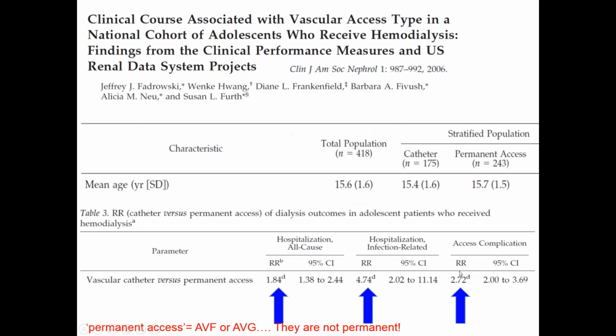Okay, so then we come to the clinical course associated with the vascular access type and the risks associated with this. This is a US-based study, and here they've compared hospitalization from all-cause, infection-related, or access complications. They've compared vascular catheters, central venous lines, versus what they call permanent access, which for this paper is our AVFs or AVGs. You must keep in mind that these are not permanent. No vascular access is permanent. But comparing these different access types, you see that the hospitalization rate for all cause is higher with central lines, and the infection-related hospitalization is significantly higher, as in 4.5-fold higher with lines compared to access.